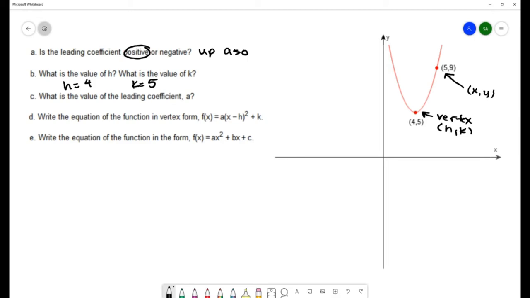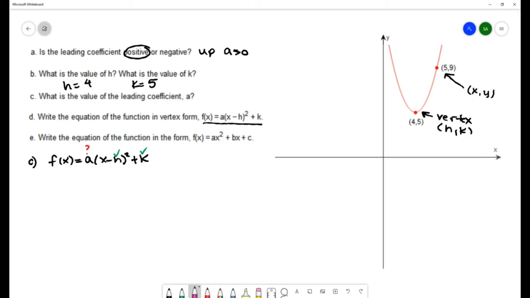In part C, we want to find the value of the leading coefficient. So this is going to require some more work, in fact, solving an equation. So our strategy for this is to start off with the vertex form: f(x) = a(x - h)^2 + k. And we have the value of h, and we have the value of k. We're hoping to figure out the value of a.